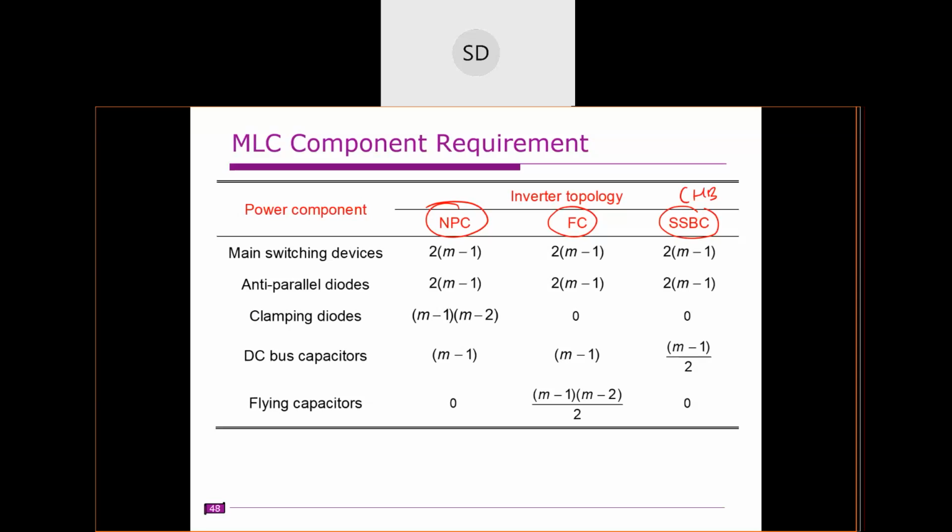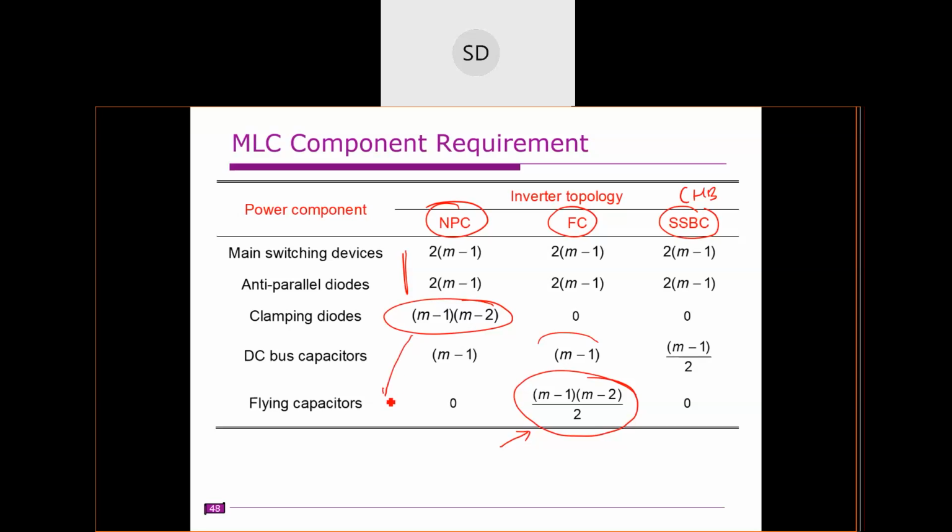The switch count is, for example, for the NPC, all of these require 2 into (M-1) switches, and additionally the diode clamped one requires clamping diodes, whereas the flying capacitor one requires flying capacitors, so these capacitor circuits. All these things make the circuit bulky when we increase the number of levels.